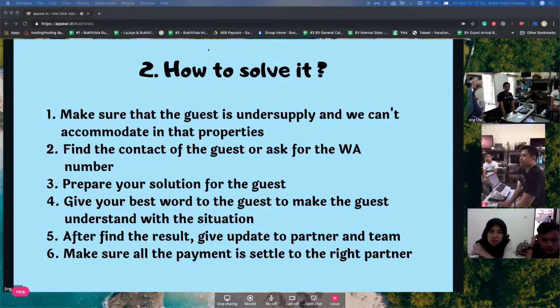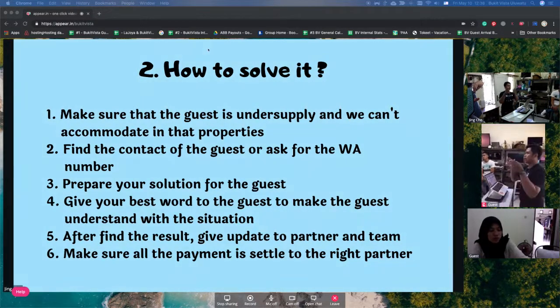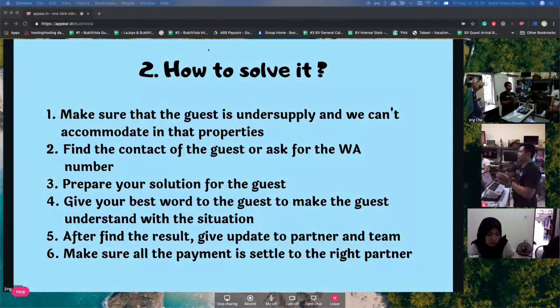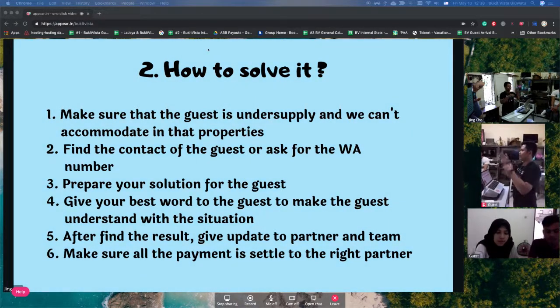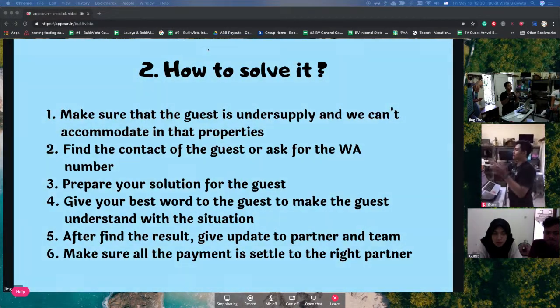And then the second thing is how to solve it. Based on my experience, the first one is make sure the guest is undersupplied and we cannot accommodate them in that property. Sometimes there is overbooking, the calendar is like a double block. But we have to make sure there's no room anymore in the property, because sometimes we can move the room and make some arrangement with the owner. But after you discuss with the owner, this guest totally cannot be accommodated in my property.